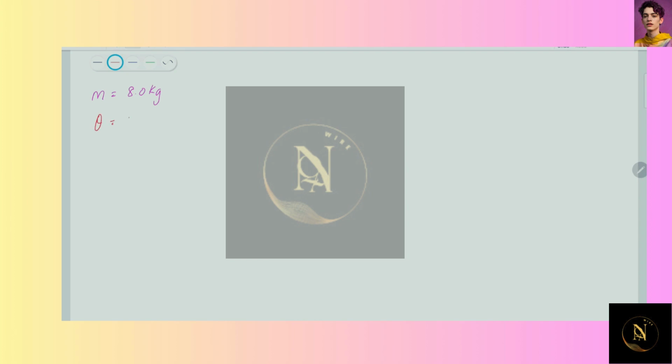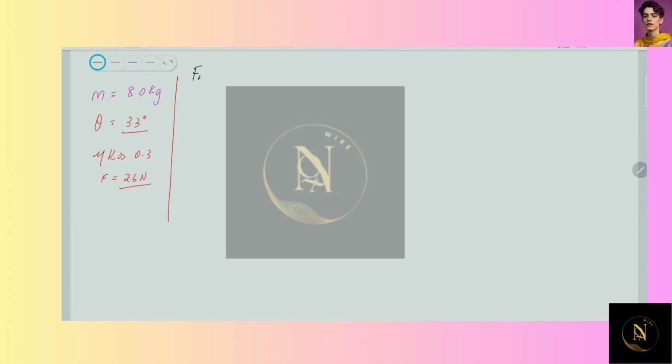So consider the mass of this box as 8.0 kilograms, and theta is 33 degrees. Our coefficient of kinetic friction is 0.3, and you're looking at a force of 26 newtons. Therefore, we can determine the net force.